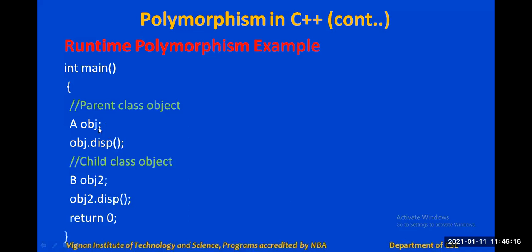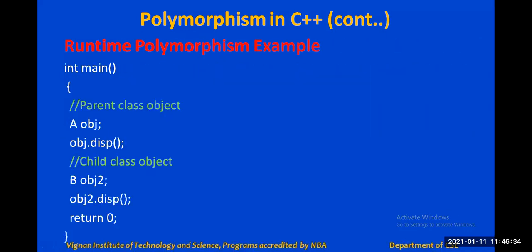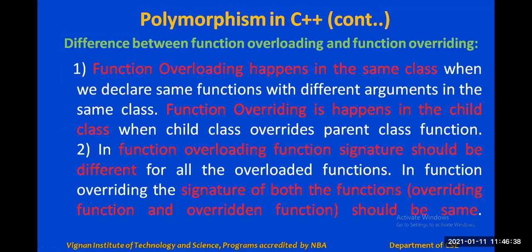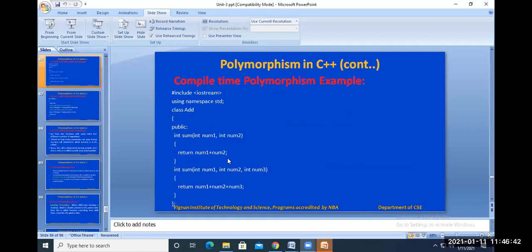So by using the parent class pointer, we can refer to the base class object as well as the derived class object. Then during runtime, the linking of the function call with the function definition will happen here, right? So I will show you in the implementation. Execution I will show you so that you can clearly understand.